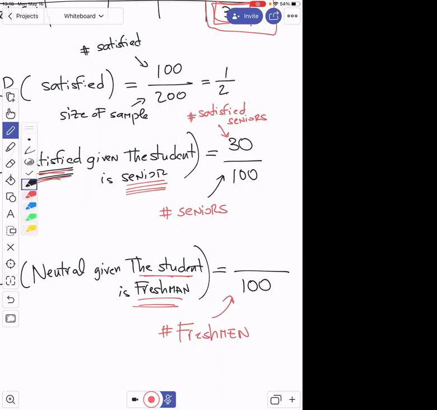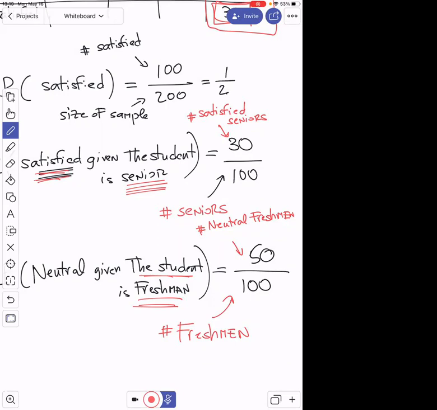Now, the top would be the number of neutral freshmen. So how many neutral freshmen? Well, neutral freshmen, we have 50. All right, so this is for when it's a given.